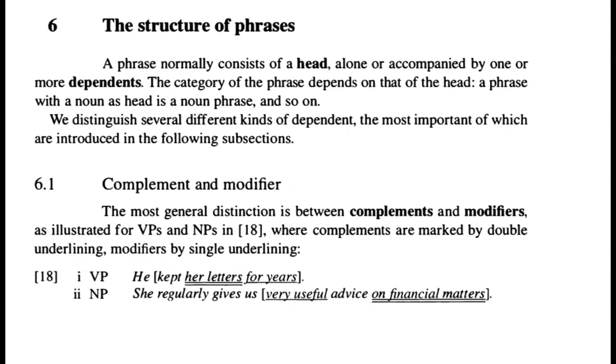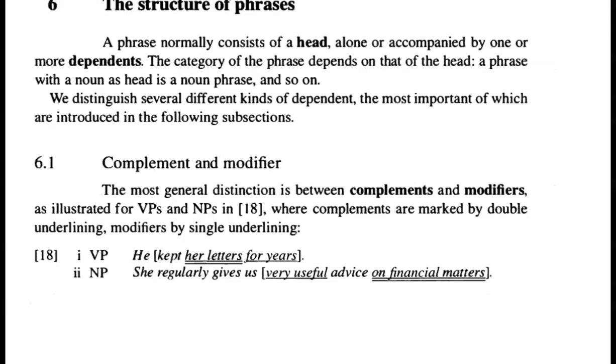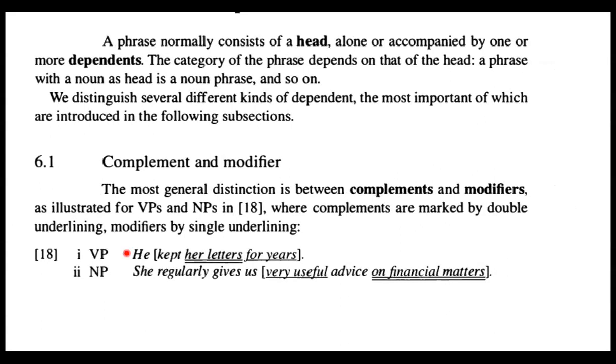For example, this is the first one. Pay attention to these examples. The first one: He kept her letters for years. Here He is the subject, which is a pronoun, while kept her letters for years is what we call the verb phrase. All of it is the verb phrase.